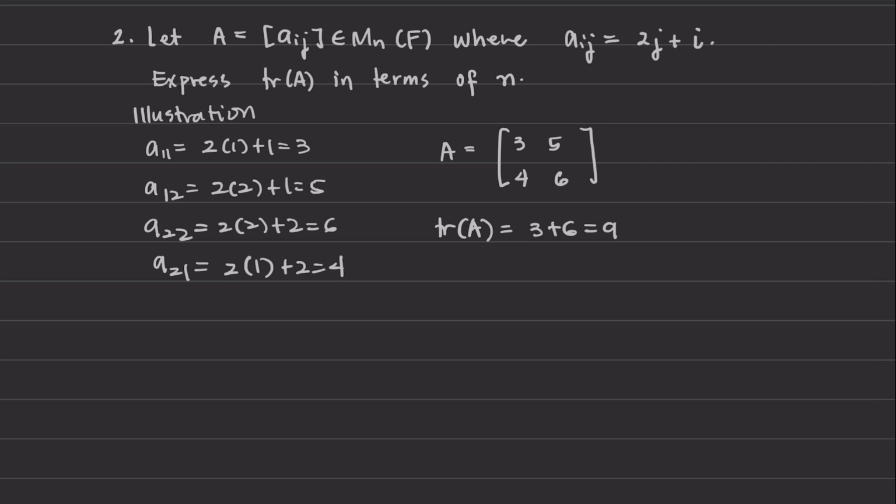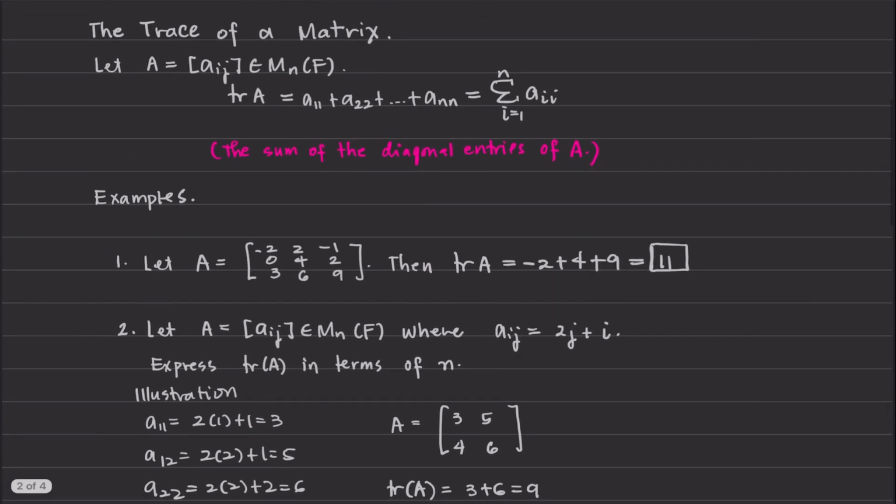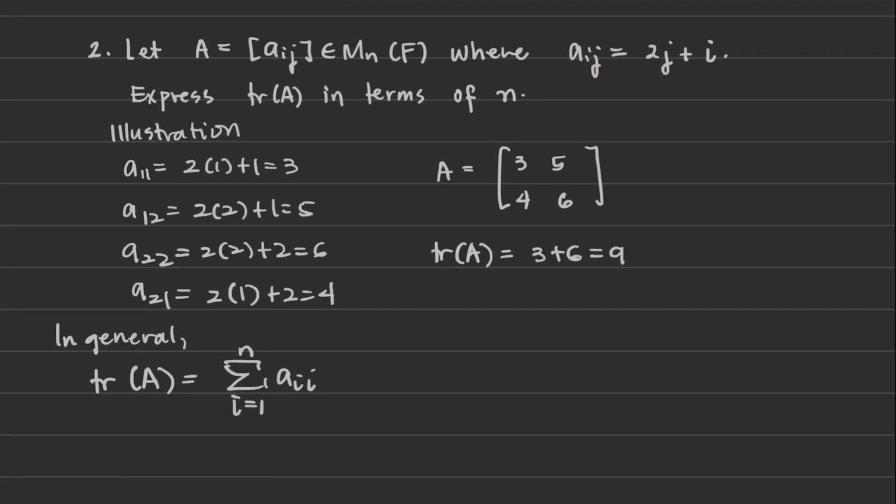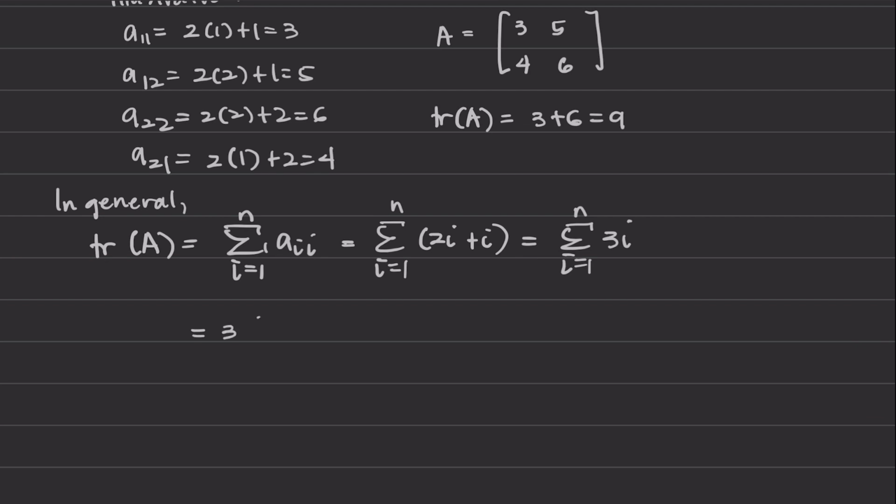So, sabi natin that the trace of A, so in general, the trace of A, sabi natin, sum ng mga aii, i from 1 up to n. Yun yung sinulat natin dito. Tapos, dun sa formula ng aij, papalitan mo lang yung j ng i. So, you will get summation ng i from 1 to n ng 2i plus i or sum ng 3i, which is the same as 3 times summation ng i. At anong ibig sabihin ng summation ng i? Ibig sabihin 1 plus 2 plus 3 hanggang umabot ka ng n.